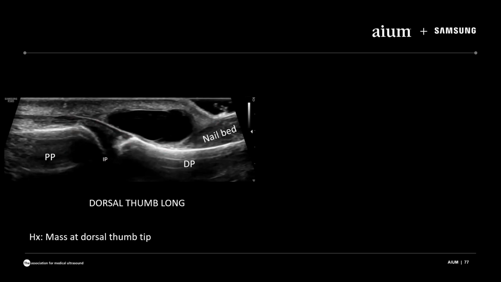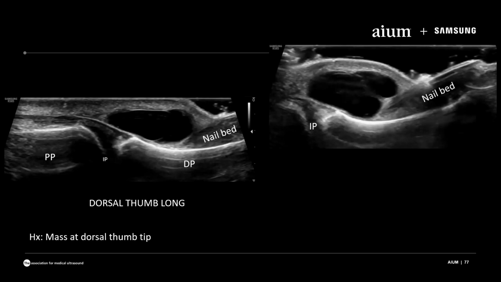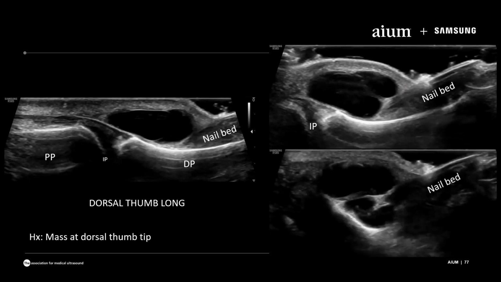And notice that there's this anechoic cystic structure there over the IP approaching the nail bed. It's a little multilocular. Here you can see we really went to town adding extra gel because that's very helpful to evaluate this area. There's the nail. And as we continue to image that area, you can see it's a bit multilocular, and it kind of insinuates partially under the nail bed, which is key to this diagnosis.